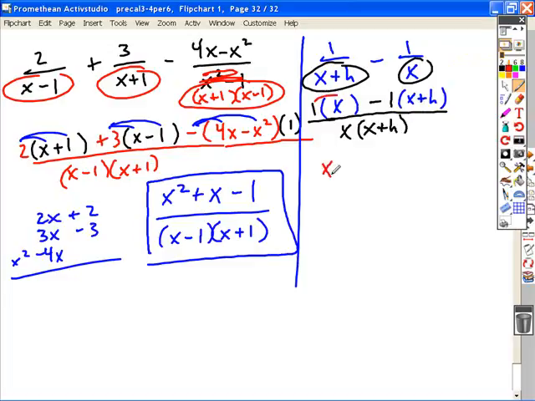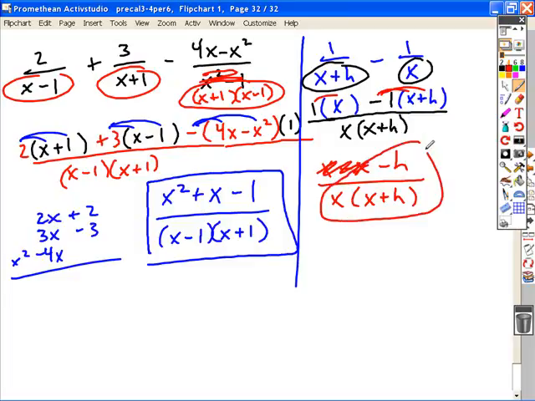Okay, multiply and get x, distribute my negative, so minus x minus h. And that's all over x times x plus h. The x and negative x cancel. And it leaves my solution, negative h over x times x plus h.